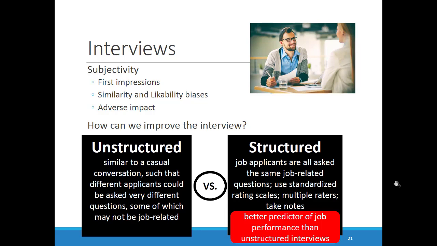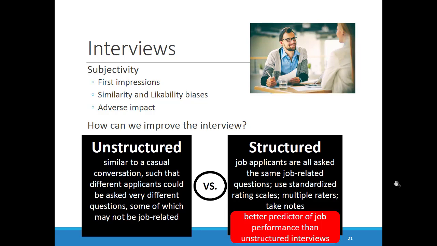Also, similarity and likability biases. So remember those from our last chapter. If a person is more similar to the interviewer, then the interviewer is more likely to like them and to want to hire them. Now, that becomes a real problem, right? Because if the managers in the organization, for instance, all tend to be white, they may subconsciously prefer white candidates. They may not be consciously aware of this, but it can happen. And adverse impact is another thing that can come up.